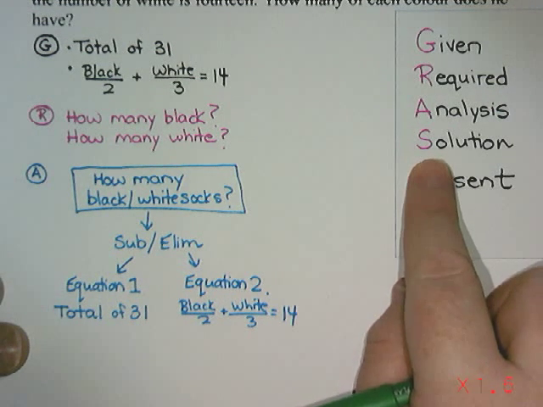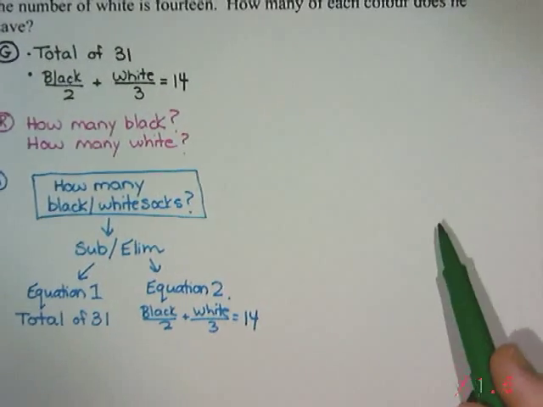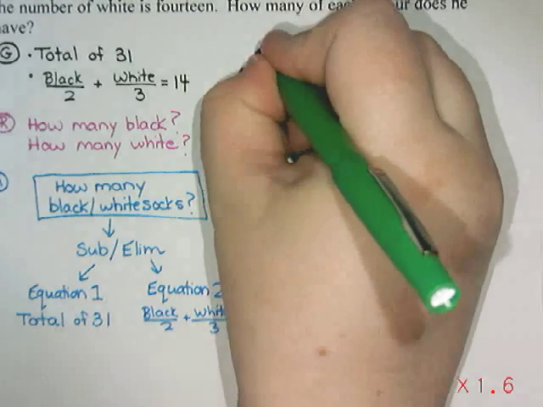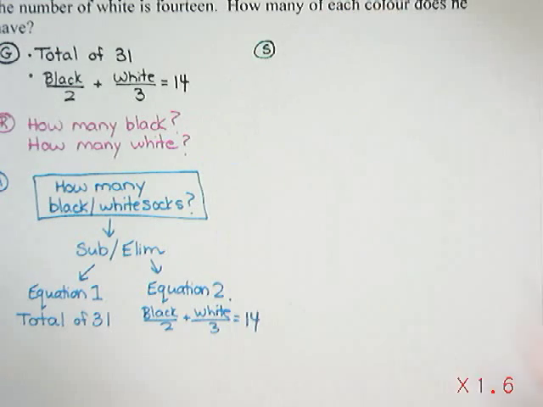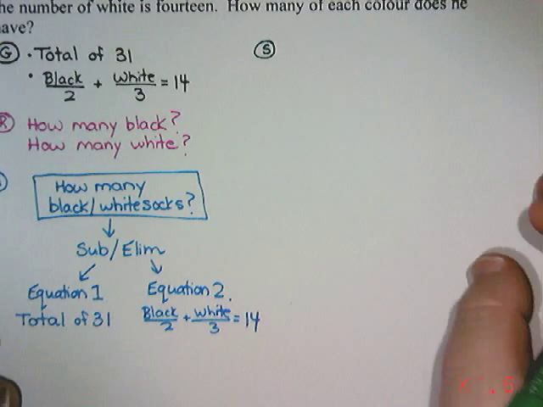So the solution, this is where we actually do the math. I like to put my solution over here on this side. And in order to solve one of these problems, you need to introduce some variables. And if we're going to introduce some variables, we need to do some let statements. So I'm going to let something be the number of black socks and let something be the number of white socks, because that's what we're trying to solve for.